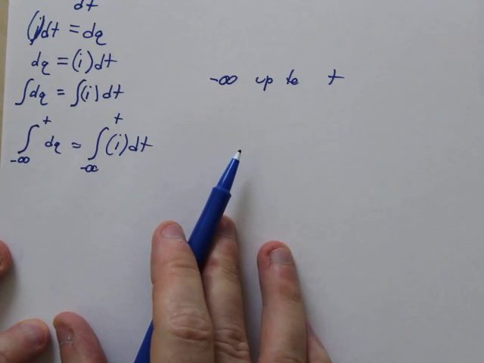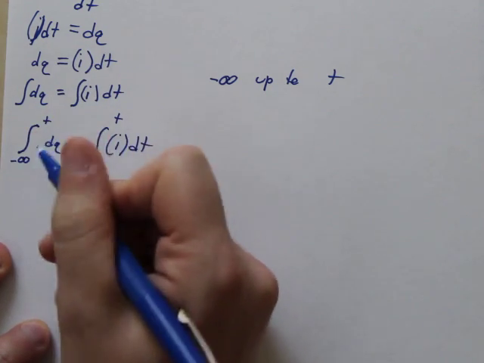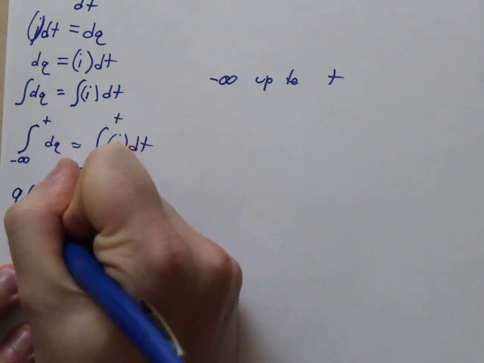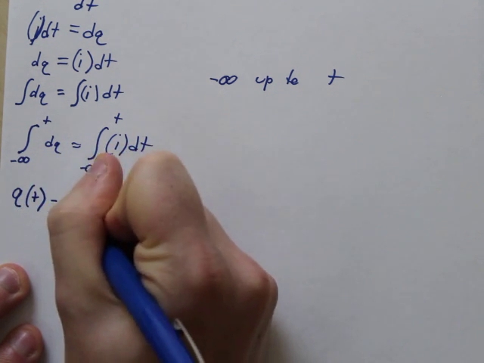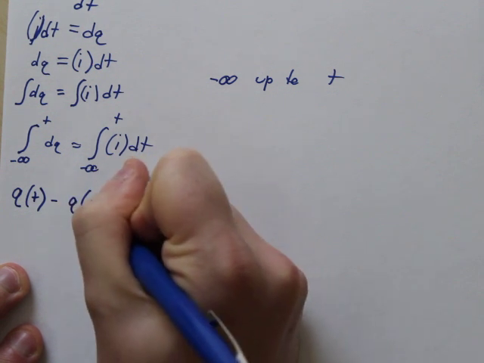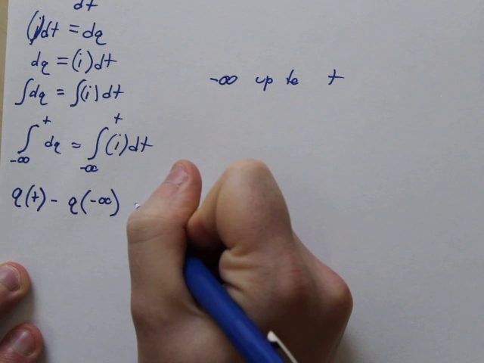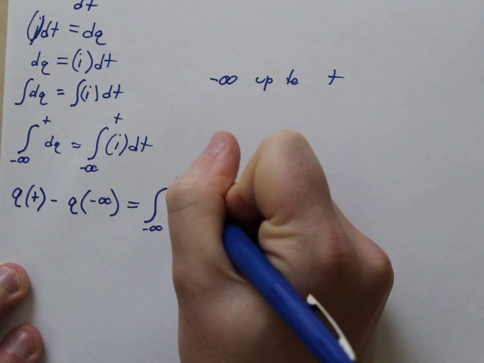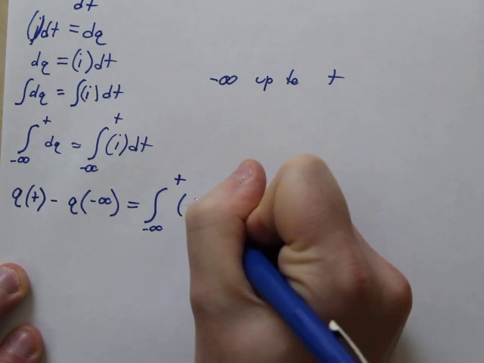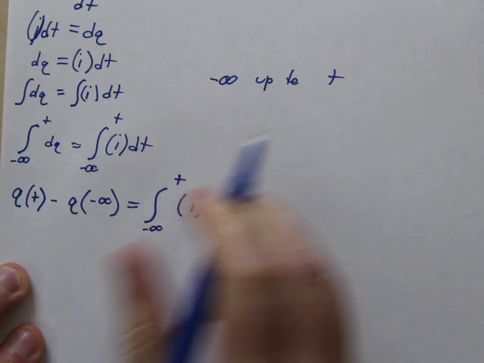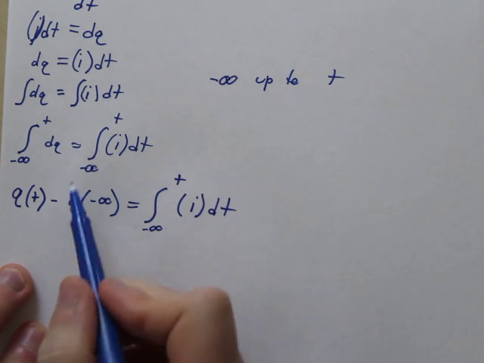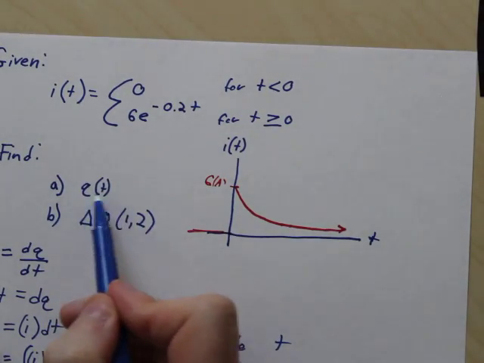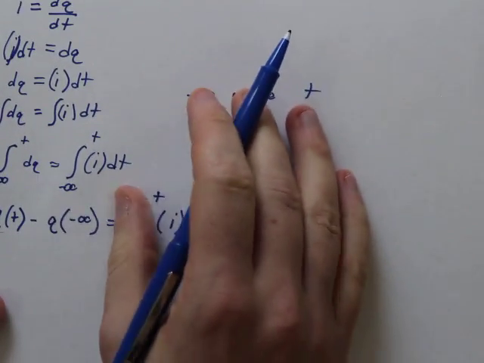So now we can go ahead and do the integral of this. I'm going to integrate on this side. If we plug those in, we're going to get q of t minus q of minus infinity equals the integral of minus infinity to t of whatever the current is with respect to time. So now we have an interesting part about this. Q of t is what we're solving for in the original part of the equation. So we have that still in our equation here.